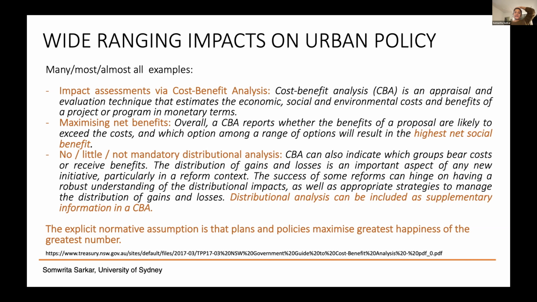What's very key here is there is either none or very little, and certainly not mandatory, distributional analysis. Net benefits are being computed. What is not being computed is how these benefits are being distributed, right? In fact, it's very interesting that the document itself mentions that distributional analysis can be included as supplementary information, but it's not essential. So again, the explicit normative assumption here is that plans and policies maximize the greatest happiness for the greatest number, but in doing this analysis, they're not focused on how this greatest happiness is distributed. It's simply computing the total aggregate, right?